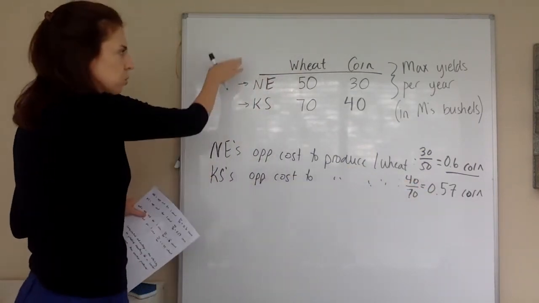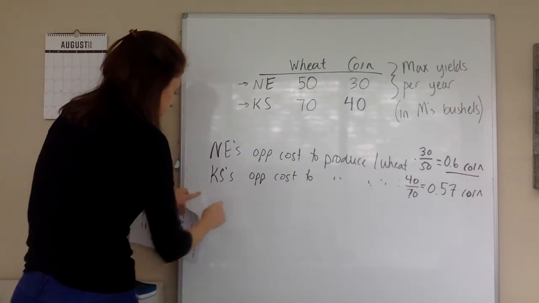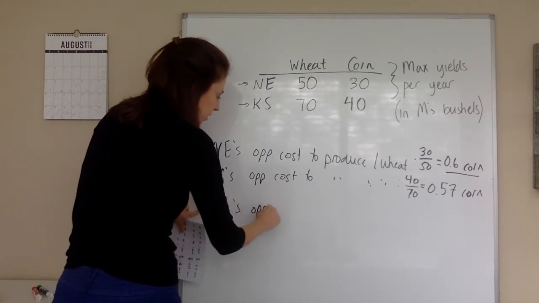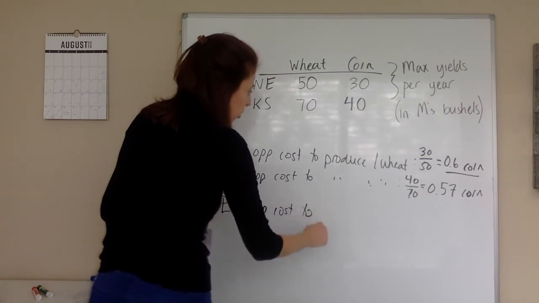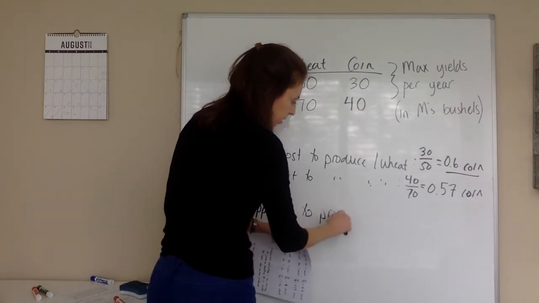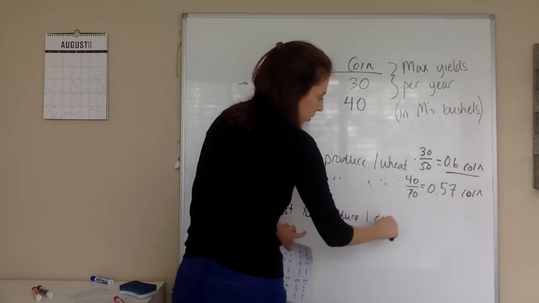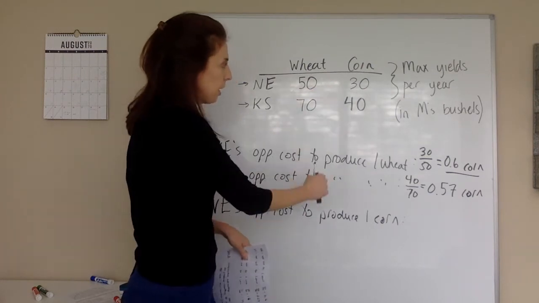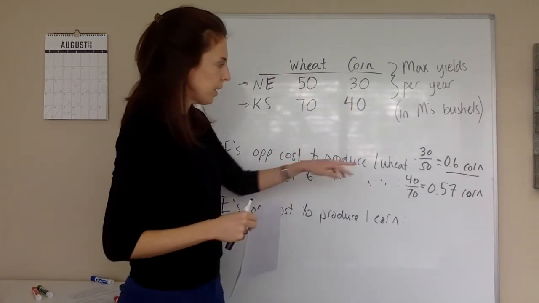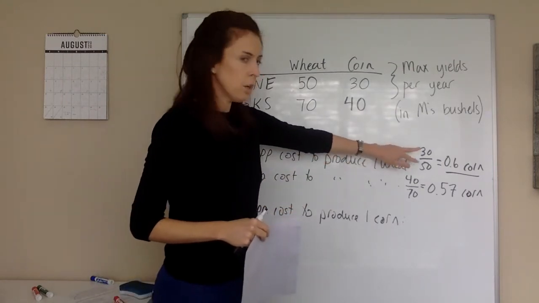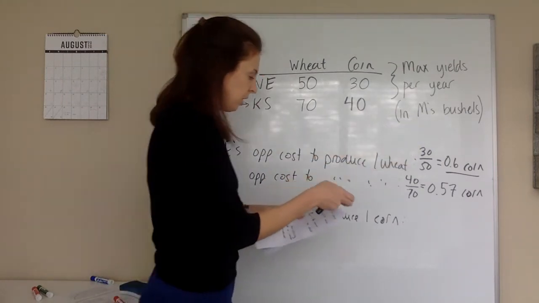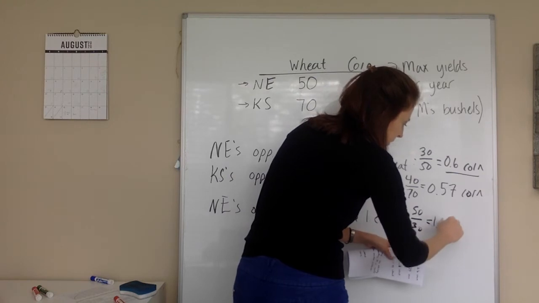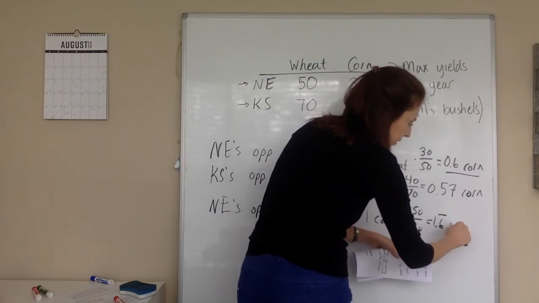Okay, let's just do this one more time for corn, and then we'll hopefully be really familiar with how this works. So what is Nebraska's opportunity cost to produce 1 unit of corn? Well, the trade-off hasn't changed, but now we're thinking about making 1 of this instead of 1 of this. So all we're going to do when we calculate the opportunity cost for the other good is flip the numerator and the denominator. So we're going to have 50 over 30, which equals 1.666, and now the label is going to be wheat.